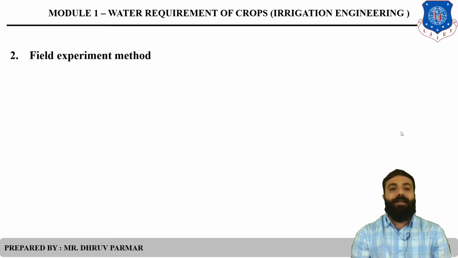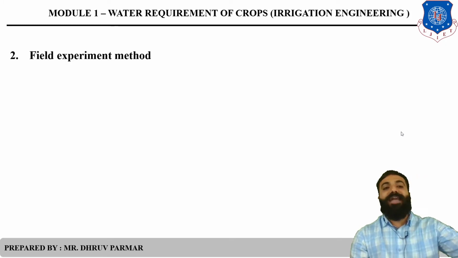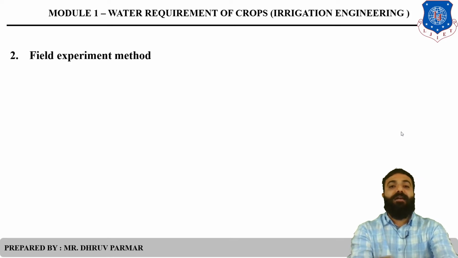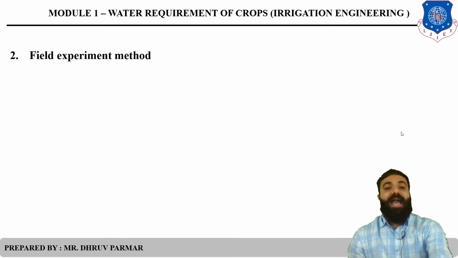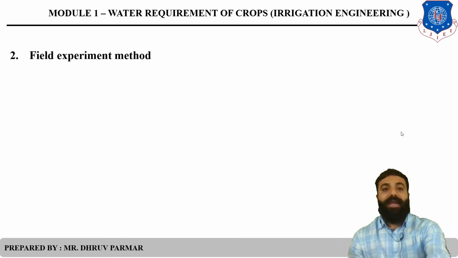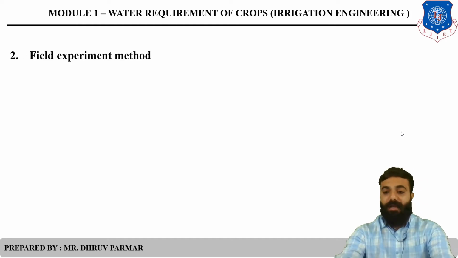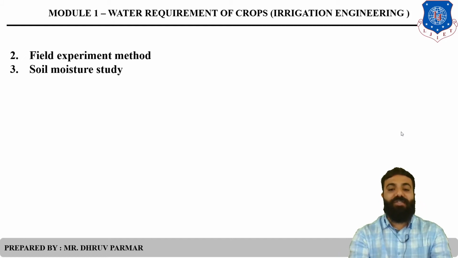Second one, the field experiment method. In the field experiment method, we consider one field to find out the consumptive use of water. But in this method, that particular field has no runoff and no percolation. So the amount of water applied is equal to the direct consumptive use of water. That is called the field experiment method.